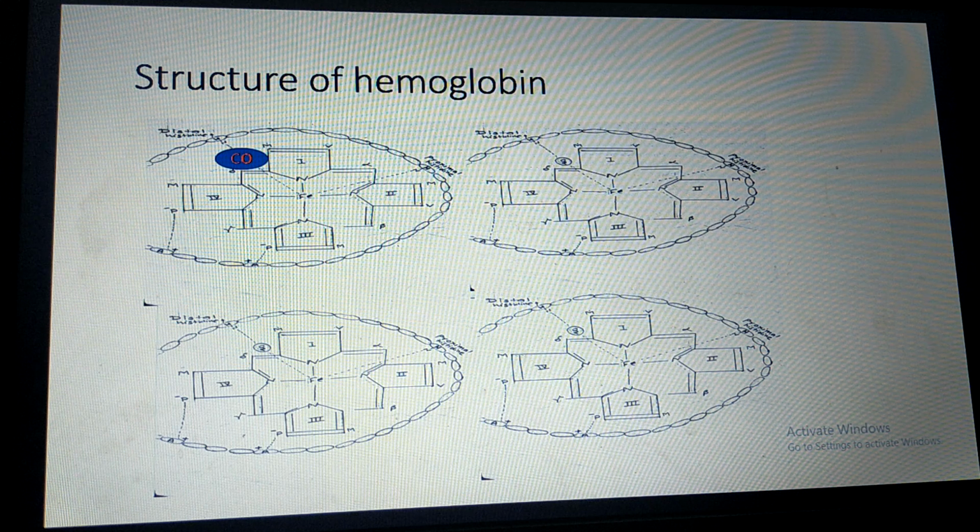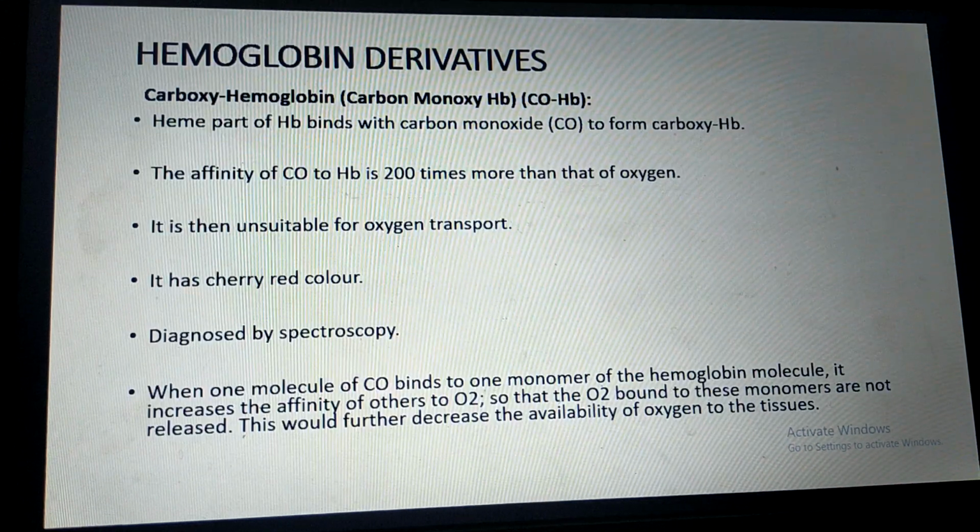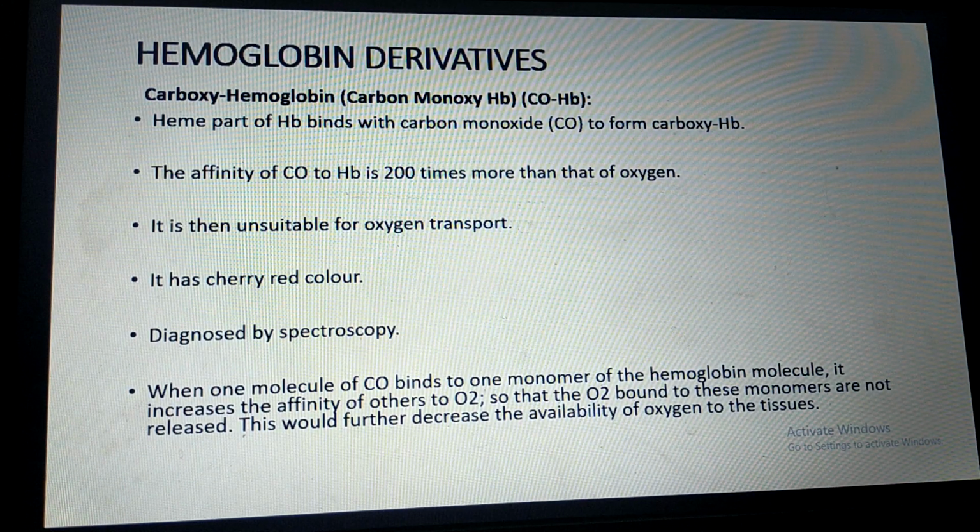Now when carbon monoxide binds to one subunit, it increases the affinity of the other remaining 3 subunits towards oxygen, and hence when this hemoglobin molecule goes to the peripheral tissues, the remaining 3 subunits, which have bound oxygen, do not deliver their oxygen to the tissues. So this is the effect of carbon monoxide poisoning. Therefore, availability of oxygen to the tissue is decreased, leading to hypoxia.